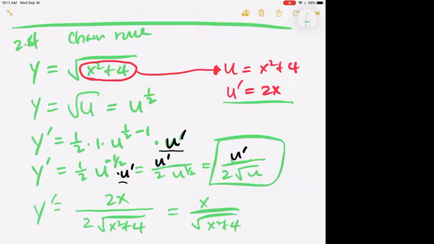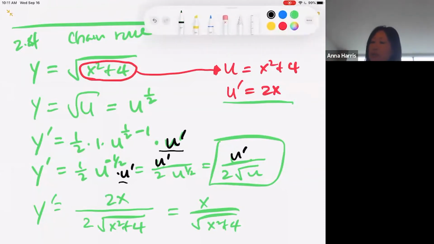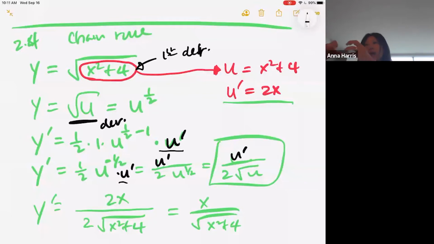So the word says chain, okay? That means I am taking one derivative. This is my first derivative that I'm taking. And what else did I do? I took a derivative of which one? That one. I did take a derivative of this one again. So I'm linking, I'm composing my derivatives. So that's why you get this.